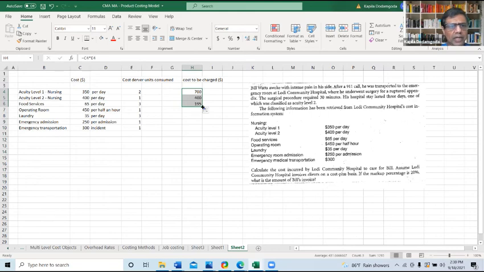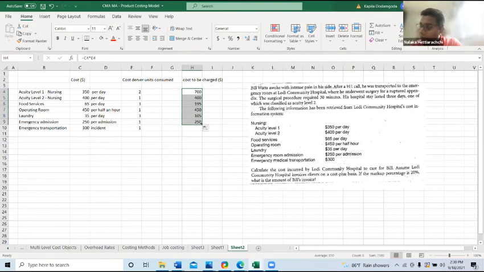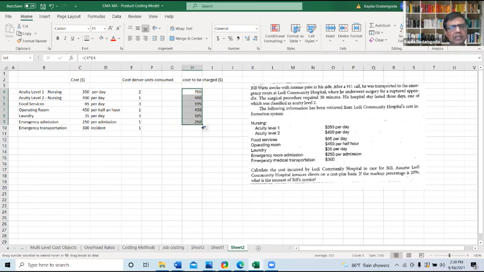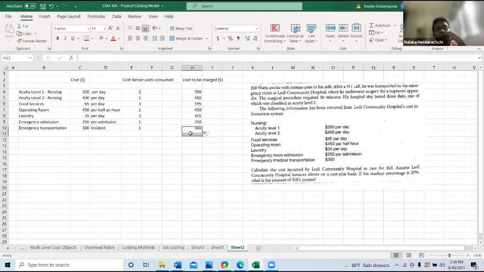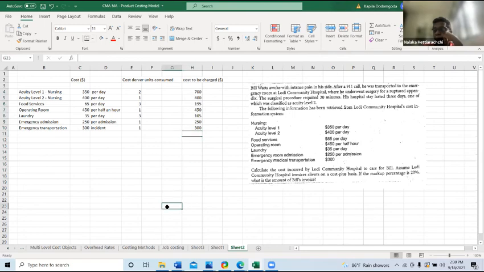195. And then operating room, 1/2 an hour, it's only half an hour of surgery, so it's going to cost them 450. Laundry, 35 per day into 3 is 105. Yes, there is an emergency admission, so therefore you have to charge the emergency admission fee. At the same time, there's an emergency transportation as well, so therefore the emergency transportation cost also you have to add. So this is how the cost is going to be accumulated to this bill.